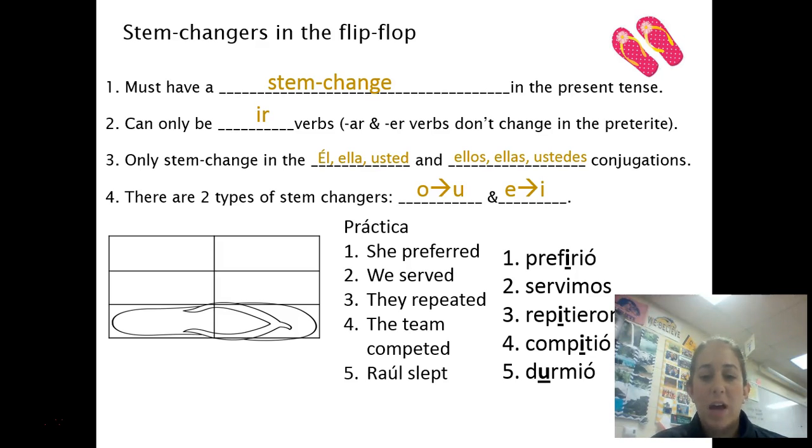And Raúl slept, durmió. Notice number 2, we served, is outside of the flip-flop, therefore we are not going to have a stem change. But all of those others, she, they, the team, and Raúl, are all third person conjugations, whether they're singular with she and the team and Raúl, or plural as in they.